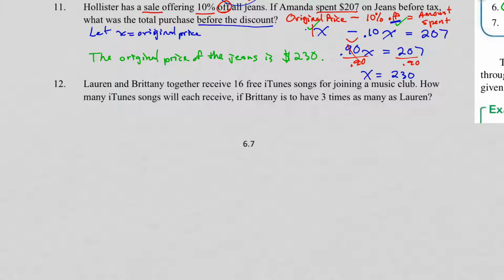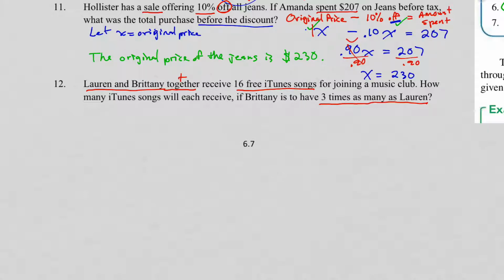So let's take a look at number 12. This one's a little different. So we have Lauren and Brittany. Those are two people involved here. And we got the word together. That's like total. So Lauren and Brittany together receive 16 free iTunes songs for joining a music club. How many iTunes songs will each receive if Brittany is to have, now here's the clue that you have to translate, 3 times as many as Lauren.